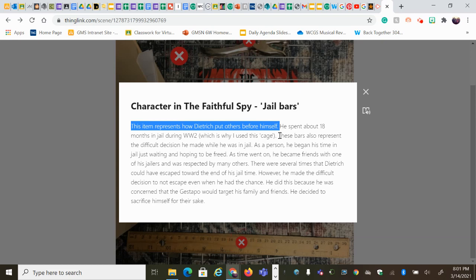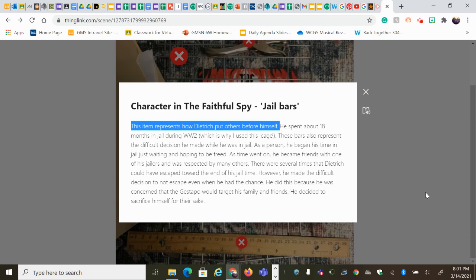They actually were going to let him escape in part because they liked him so much and they respected him so much. And so you would think, oh, I should just take this opportunity. But he made a difficult decision not to escape because he was concerned about the family. I got very specific where I said concerned that the Gestapo would target his family and friends. So I gave you very specific details from the story.